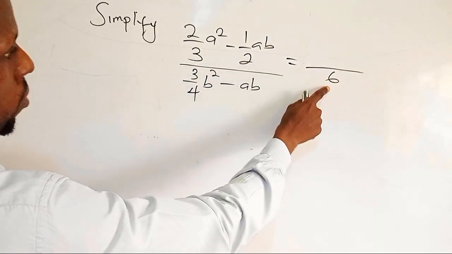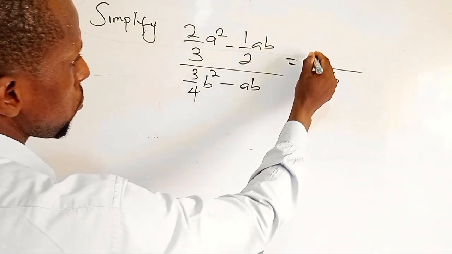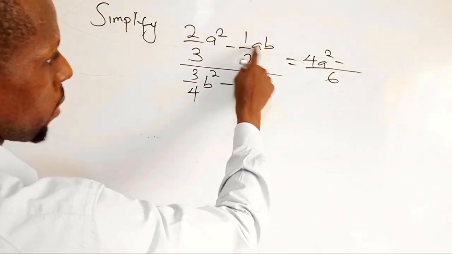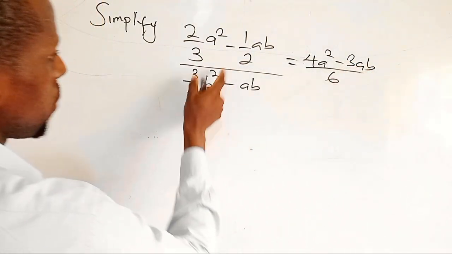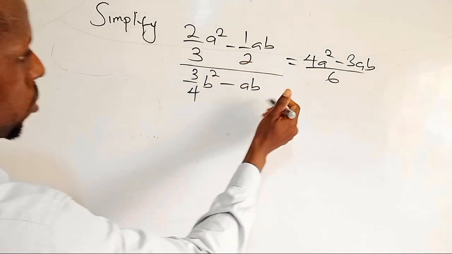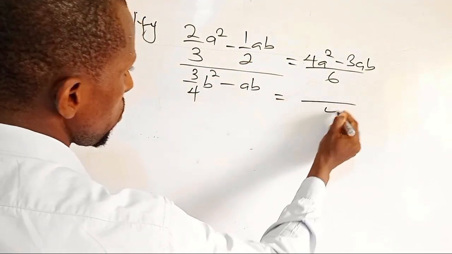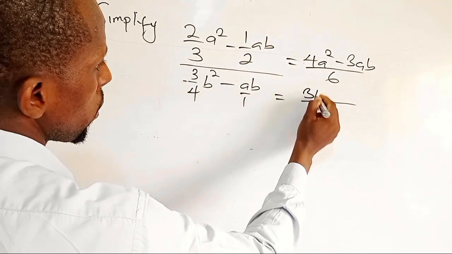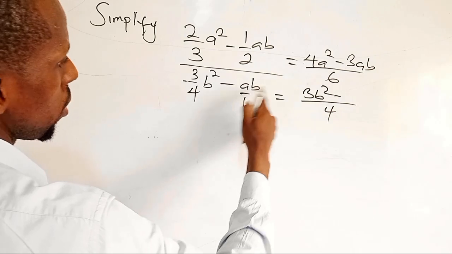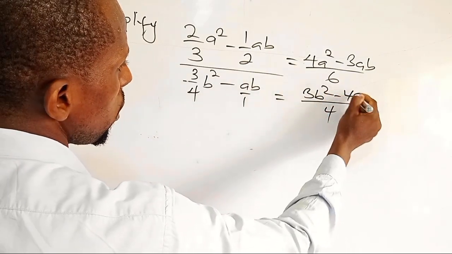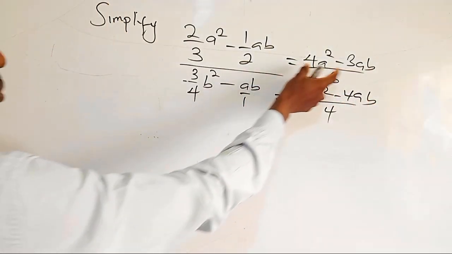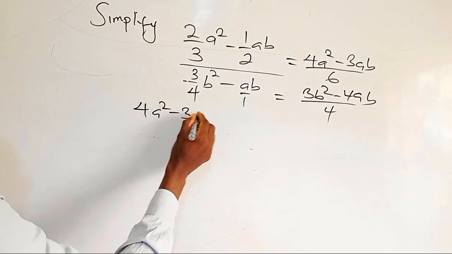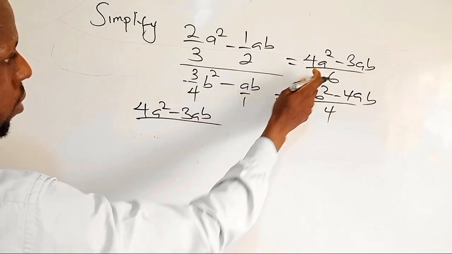Okay, so 3 into 6 is 2. When you multiply 2 with this, you have 4a squared, minus, 6 divided by 2 is 3. When you multiply by this, you have 3ab for the numerator. For the denominator, when we solve this, we have 4 as the LCM. So here we have 3b squared minus 4ab. So when I bring down the numerator, it is 4a squared minus 3ab, divided by 6.